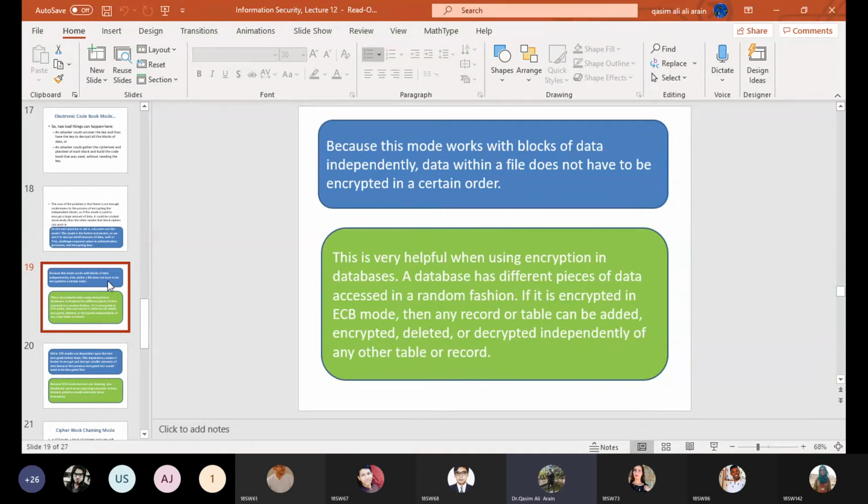They can be encrypted in a different order. So this is very helpful when using encryption in a database. A database has different pieces of data accessed in a random fashion. If it is encrypted in ECB mode, then any record or table can be added, encrypted, deleted or decrypted independently of any other table or record.